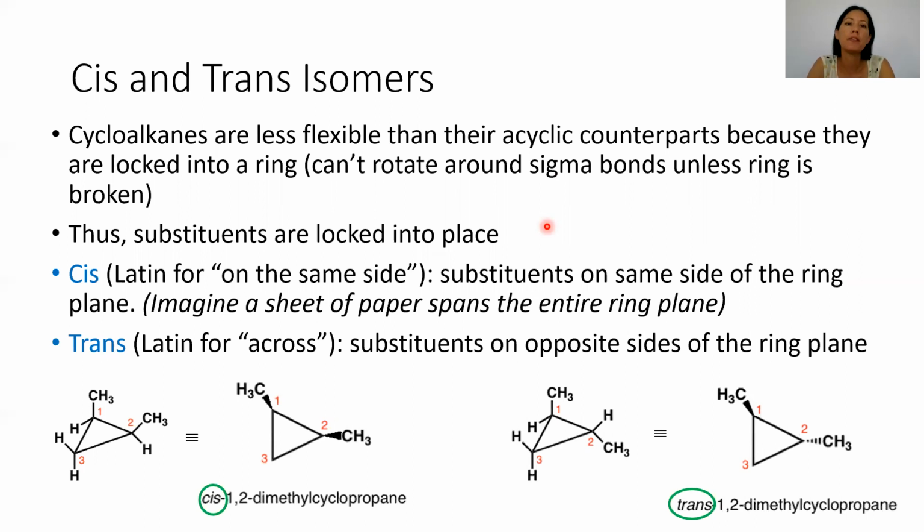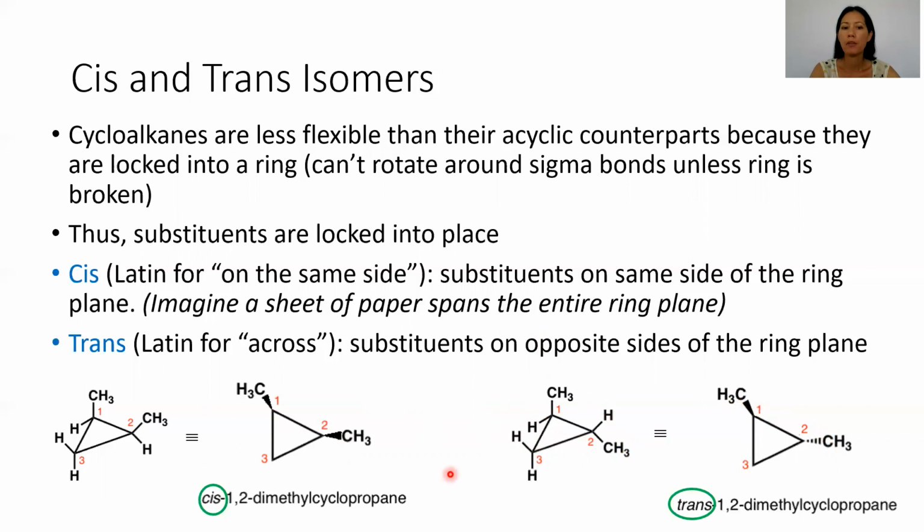For the rings, these are locked into place, so they don't have free rotation around their sigma bonds unless you break the ring. So substituents are locked in place. These result in different compounds with different properties. For example, if I look at a cyclopentane ring and I have 2 methyl groups at the 1 and 2 positions, they can both be in the up position, shown here with the wedges, or one could be up and one could be down, shown with a wedge and a dash.